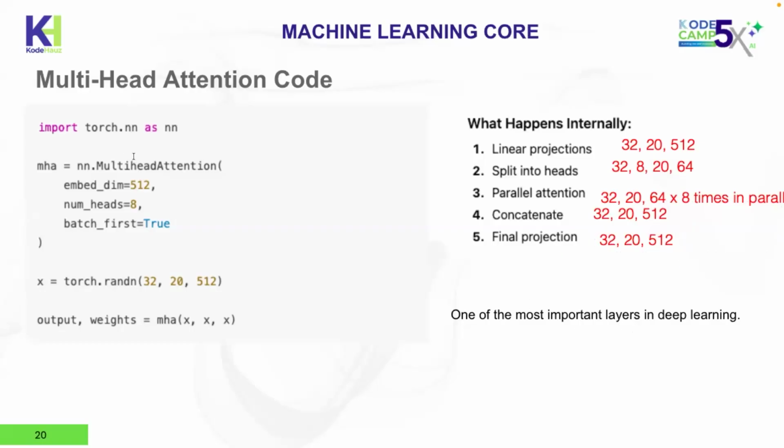So this multi-head attention is very, very critical. It is really one of the most important aspects of machine learning, deep learning, especially for models, right? So it's one of the most important.